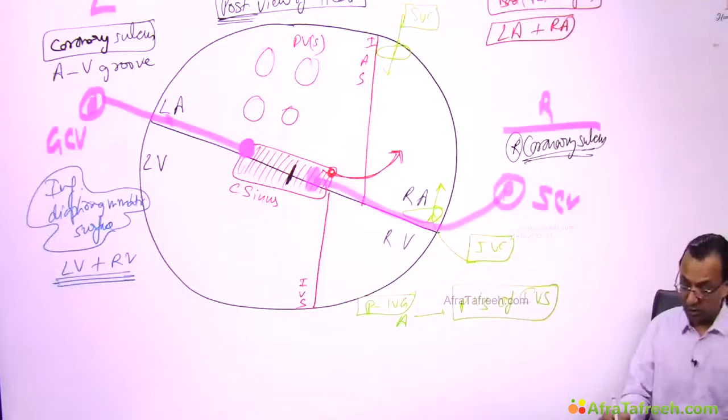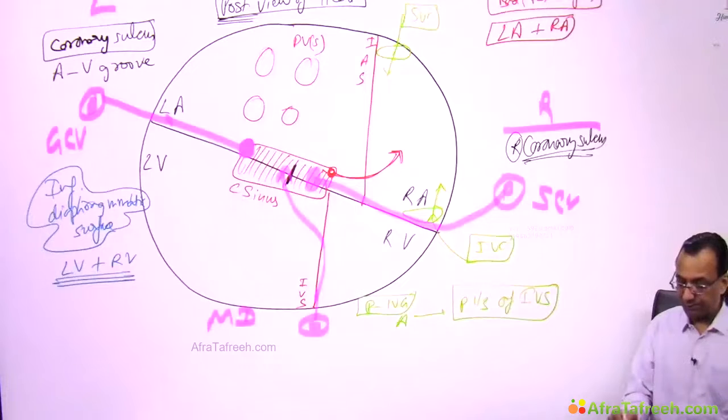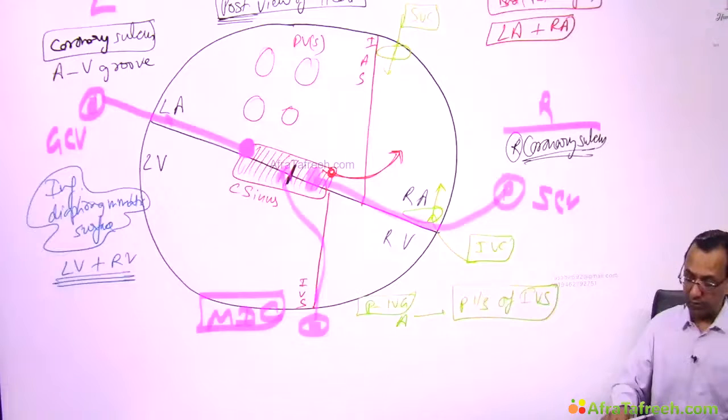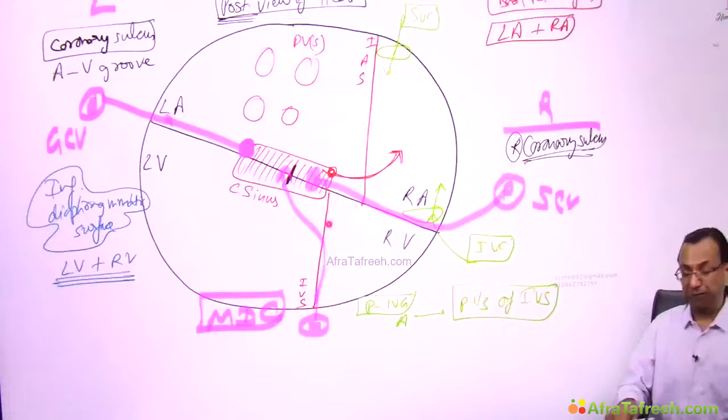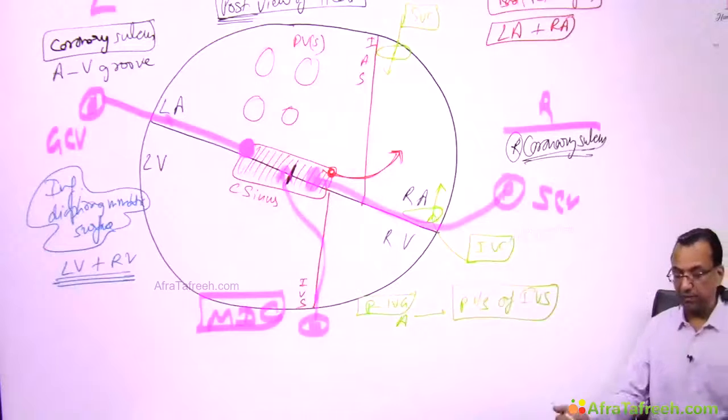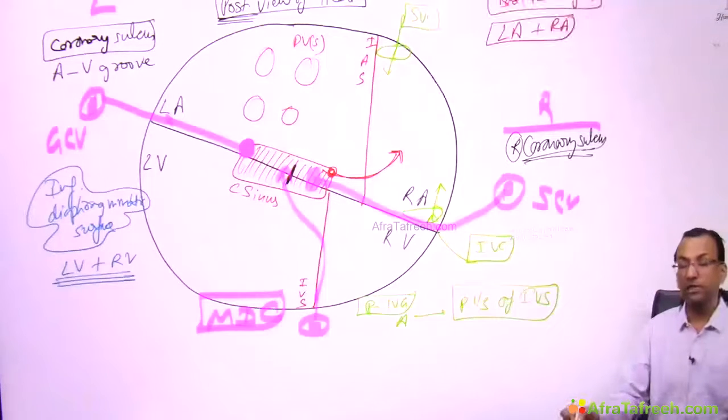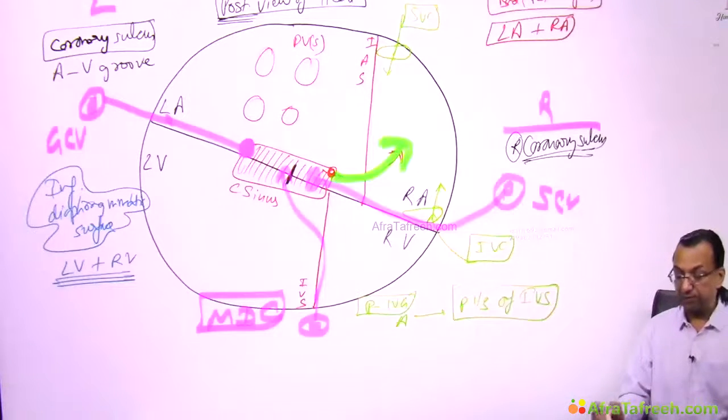Yes, and there is one middle cardiac vein also. What about the middle cardiac vein? The middle cardiac vein is seen on the posterior view of the heart in the posterior interventricular groove, accompanying the posterior interventricular artery, and then drains into the coronary sinus. That's the point. And where is the coronary sinus draining? The coronary sinus receives all this blood and drains into the posterior wall of the right atrium.